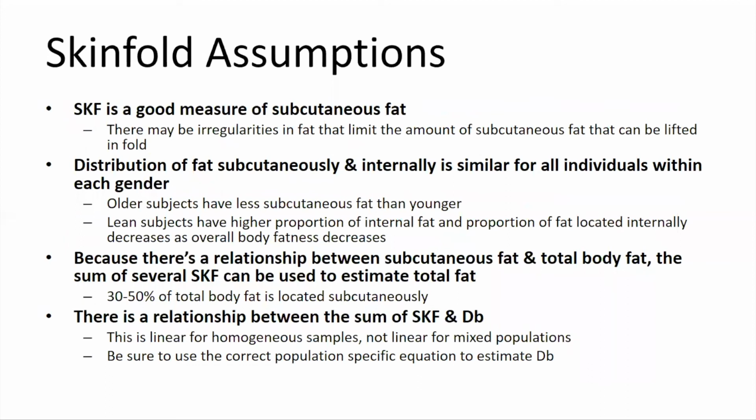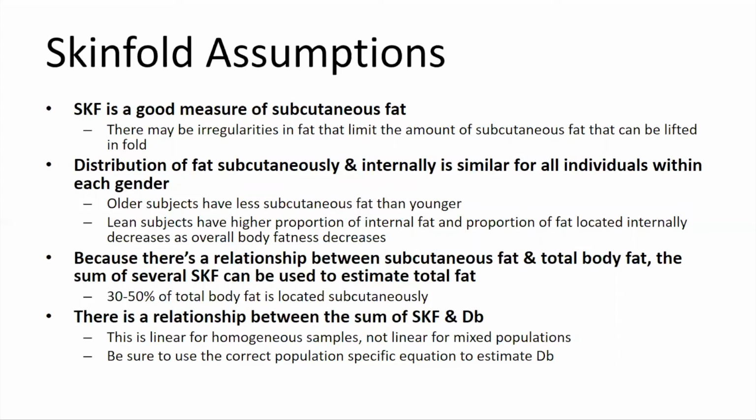Like all of the methods that we've gone through, there are assumptions of the skin fold method. One of the major assumptions is that the distribution of fat subcutaneously and viscerally is going to be the same for all individuals. We know that this is not true because older individuals have less subcutaneous fat than younger individuals. Also, we know that Japanese Asians have a higher percentage of visceral fat compared to subcutaneous fat.